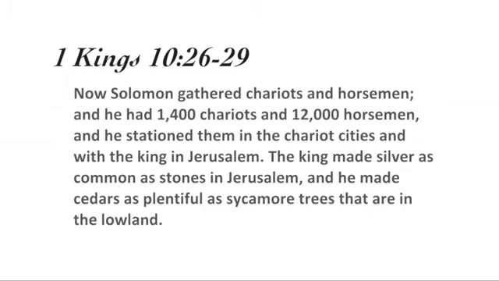By the time the temple was dedicated, Solomon had started breaking all three of these commandments, and he is famous for doing so. Now Solomon gathered chariots and horsemen, and he had 1,400 chariots and 12,000 horsemen, and he stationed them in the chariot cities and with the king in Jerusalem. The king made silver as common as stones in Jerusalem, and he made cedars as plentiful as sycamore trees that are in the lowland.